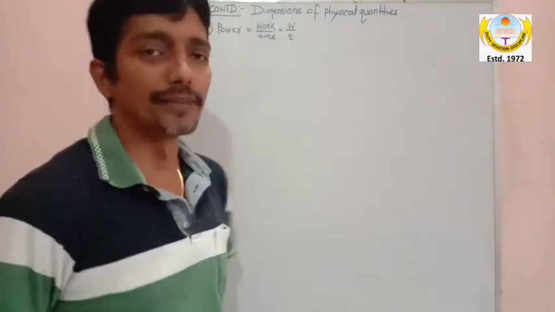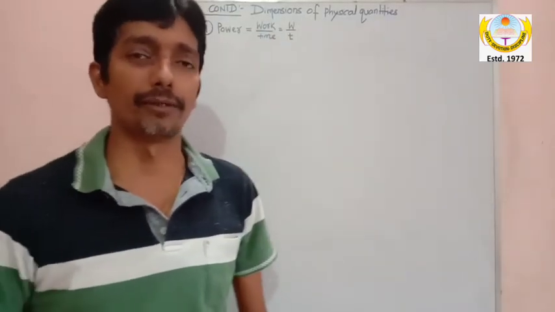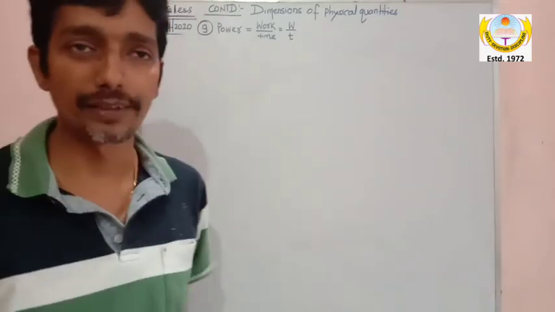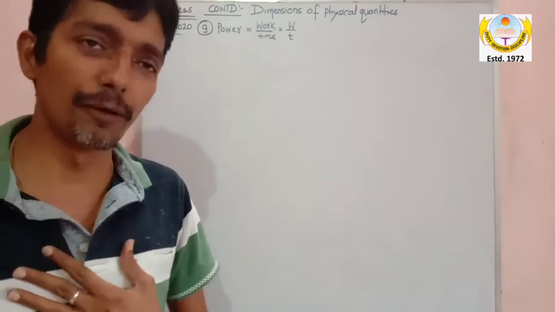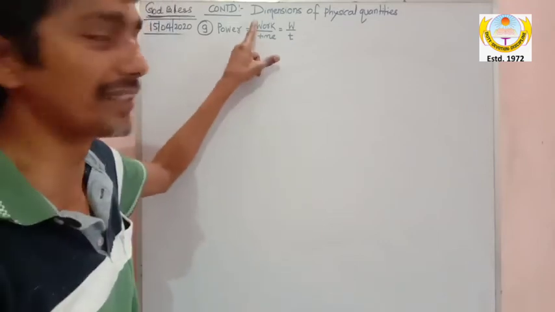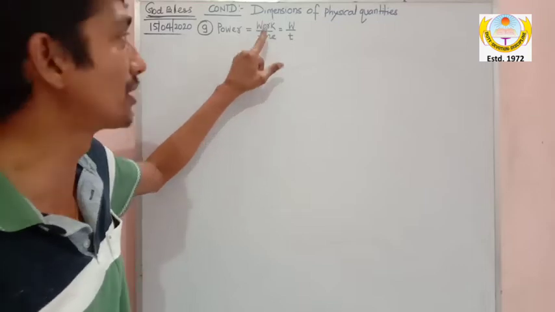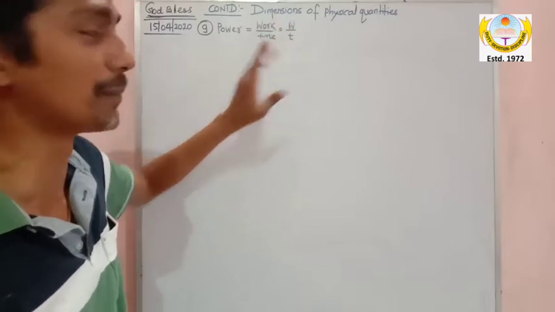Well, my dear, so let's go for the next physical quantity. The next physical quantity, number 9, is power, right? And what is the formula for power? Sir, power is work divided by time. That is rate of doing work. Right now we are not interested in dimension, we are interested in formula. It is work upon time.